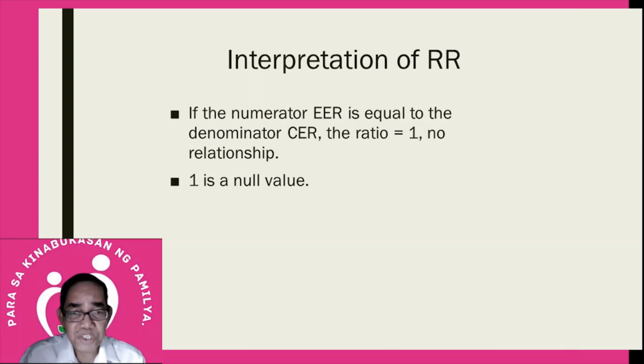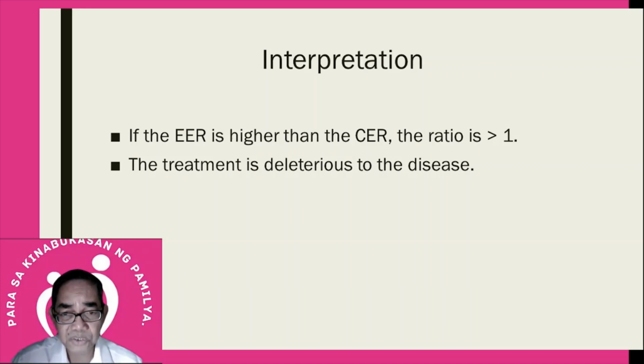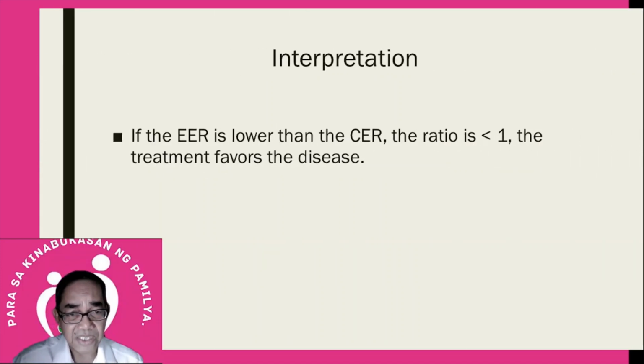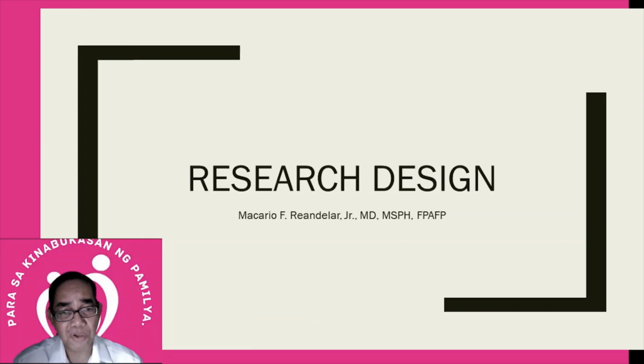Now, if the numerator is equal to the denominator, as we said, then the ratio is equal to 1, that's the null value. We'll just go ahead very quickly here because we have already discussed this a while ago. If it is greater than 1, the treatment is deleterious, or harmful. If it is less than 1, the treatment favors the outcome. Okay, so 95%, we talked about this a while ago. And yeah, I think that's the end.